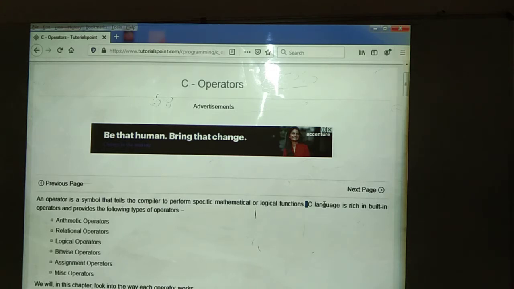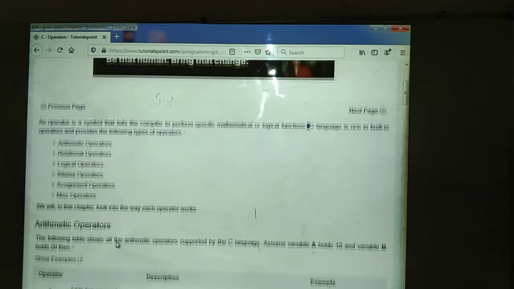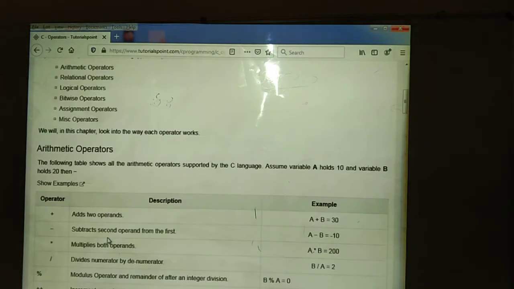C language has rich built-in operators. Here we are going to be using the built-in operators that provide the following types of operators in C language. First one is arithmetic operators, second relational operator, third logical operator, fourth bitwise operator, next assignment operator, and MISC operator. First we can see the arithmetic operators.